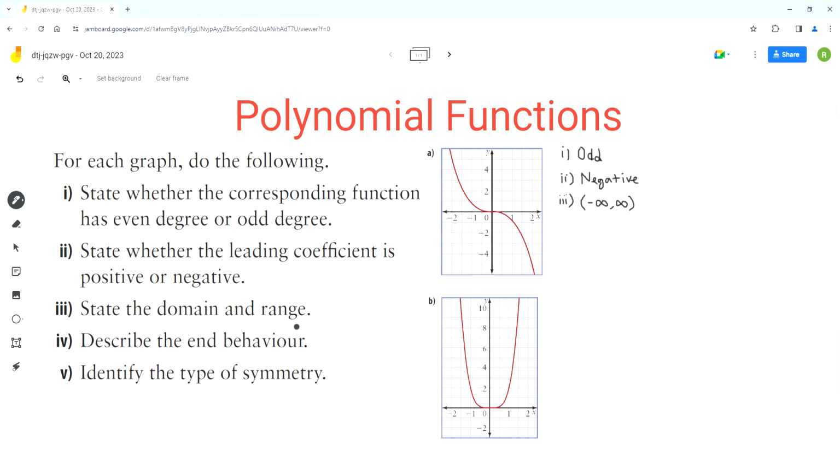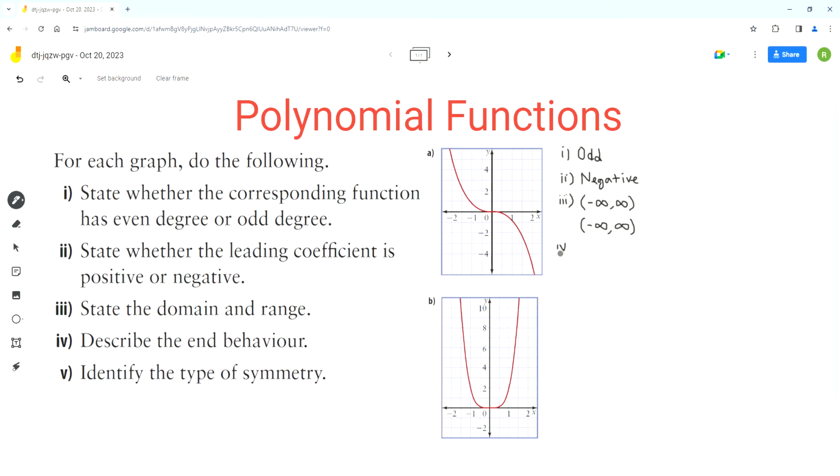Now we have to write the range. The range is for y values. We can see this graph spans the whole y-axis. On the top side, it starts from the extreme top and keeps going down and covers the whole y-axis. So the range is also negative infinity to positive infinity. There is no break or any restriction on the domain and range.